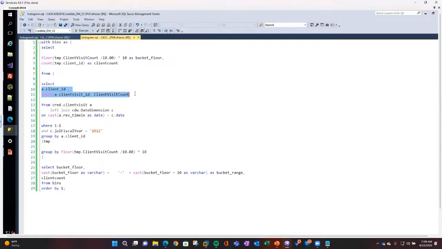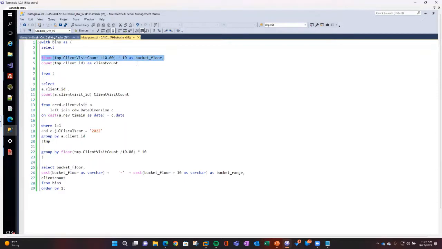So we're going to do a couple of different things. We're going to be using the floor function, which takes the nearest value and makes it into an integer. So if it's a fraction, it helps us get some nice clean buckets. And we're going to count the clients, and then we're also going to count the client visits and put those into buckets.